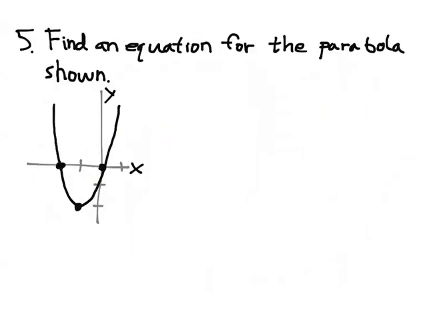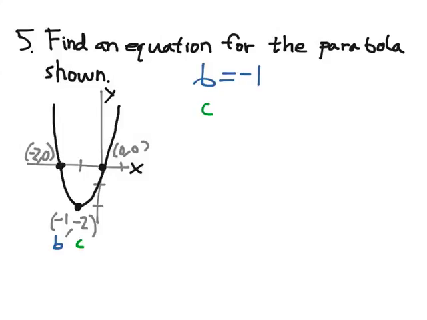For number 5, we have to find an equation for this parabola. Well, to begin with, let's plot these points, or let's write down their coordinates. So this first one, it's to the left 1 and down 2 from the origin. This one over here is to the left 2, and it's on the x-axis. And this one's just the origin. Because of what we know about the vertex of a parabola, this is really just b, and that's really just c. So b is -1, and c is -2.